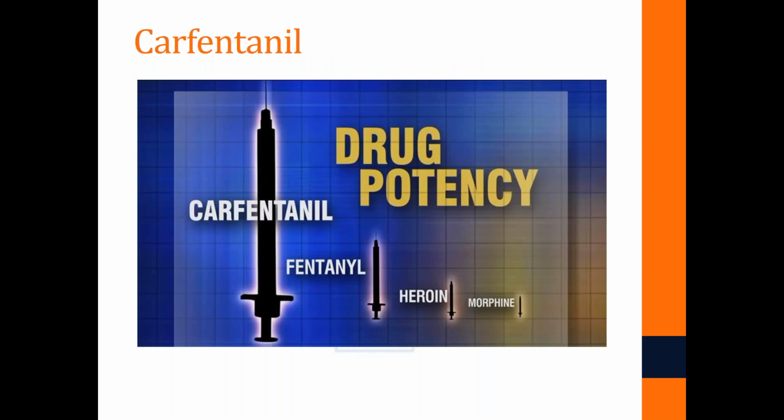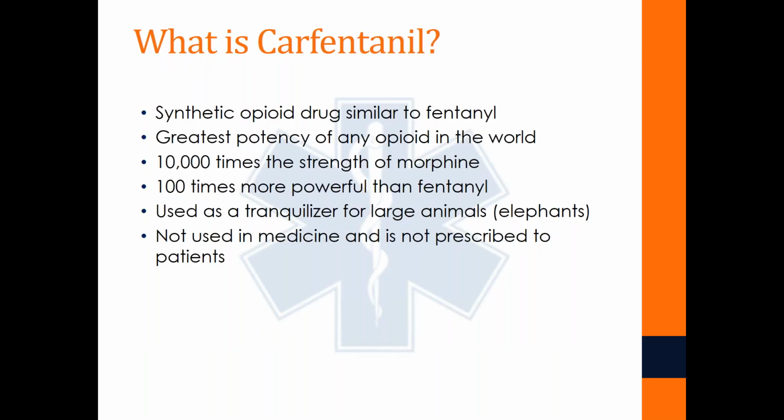So fentanyl, 30 to 50 times more potent than heroin. Now, these needles are a pretty adequate picture representation of the difference in strength. Look at that carfentanil needle compared to a fentanyl needle, and you'll see that carfentanil is a synthetic drug much similar to fentanyl, but it is the most highly potent opiate in the world. It is 100 times more potent and more powerful than fentanyl. That means it's somewhere between 3,000 and 5,000 times more potent than your average everyday run-of-the-mill street heroin. It was initially used as a tranquilizer for the big five animals in Africa.